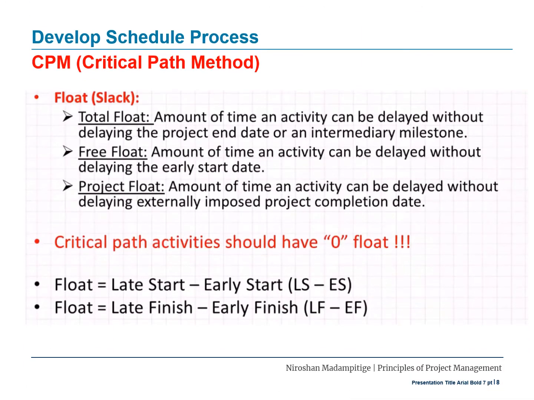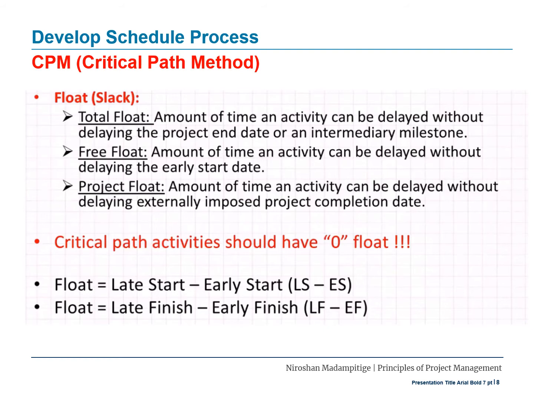As we discussed earlier, there are three types of floats or slack. First, total float: the amount of time an activity can be delayed without delaying the project end date or an intermediary milestone. Free float: the amount of time an activity can be delayed without delaying the early start date.